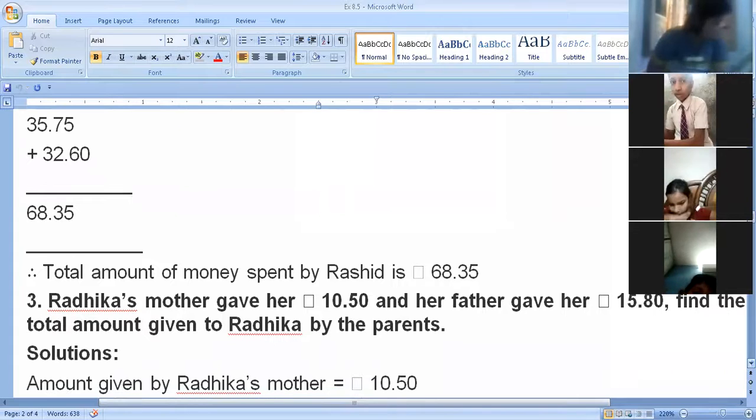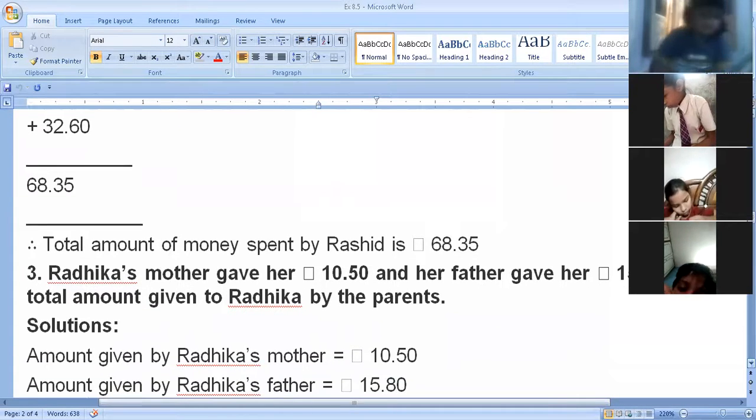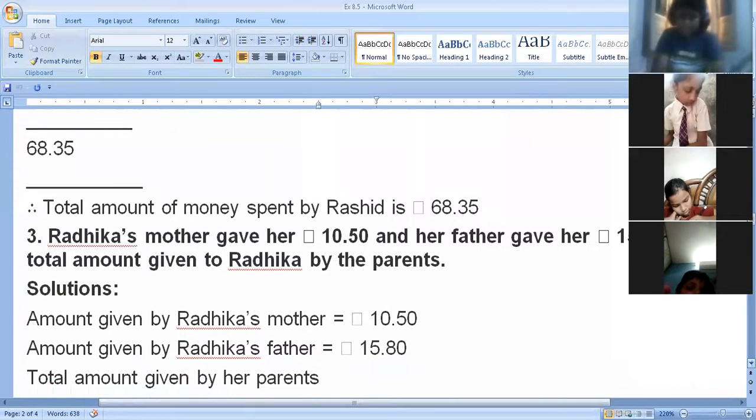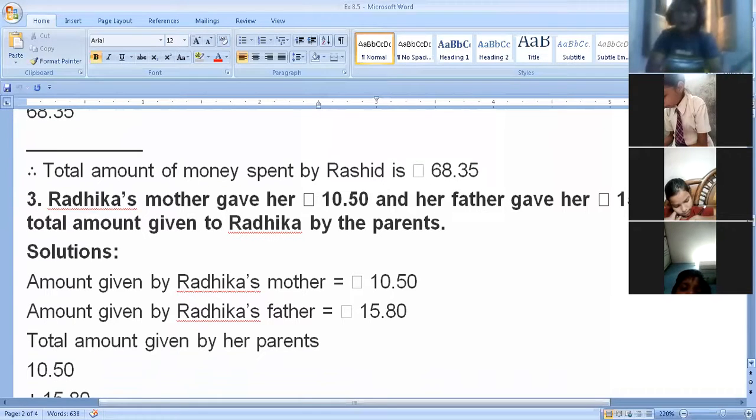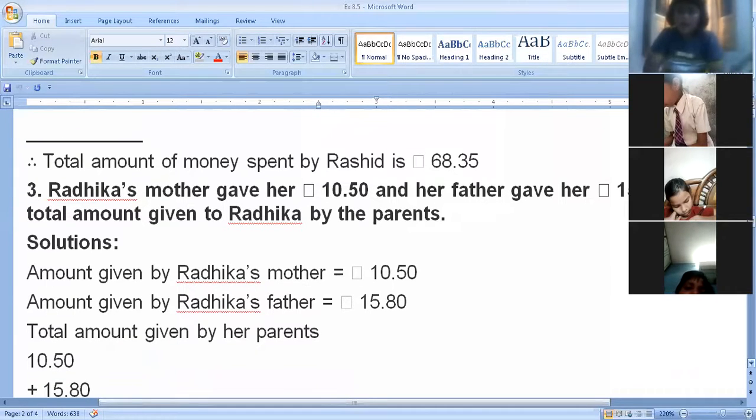Yes, Jan, are you doing the questions or sitting idle? So amount given by Radhika's mother is rupees 10.50 and amount given by Radhika's father is rupees 15.80. So total amount given by their parents. Yes, we are going to do the addition. That's right, Rayan. So 10.50 when added with 15.80. What will be the answer?